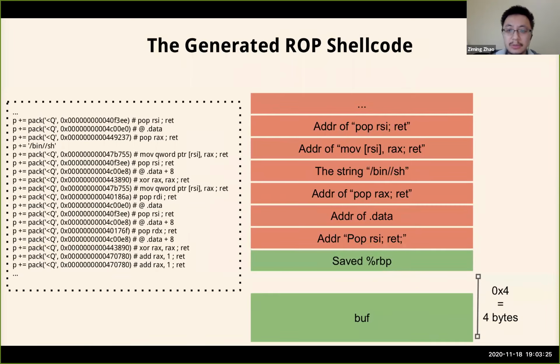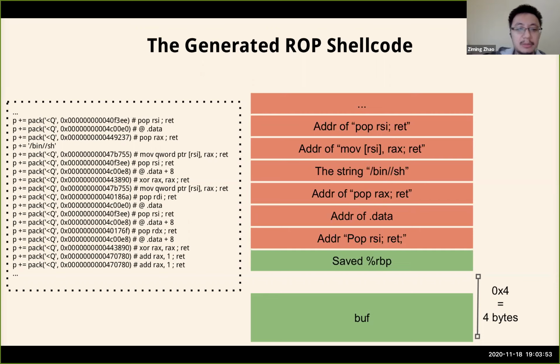In the homework, you use the ROPgadget tool to generate a ROP shellcode, which gives you a shell. And in the homework, I asked you guys to explain the code, the Python exploit script, line by line. Here we're going to take a look at how this is working.